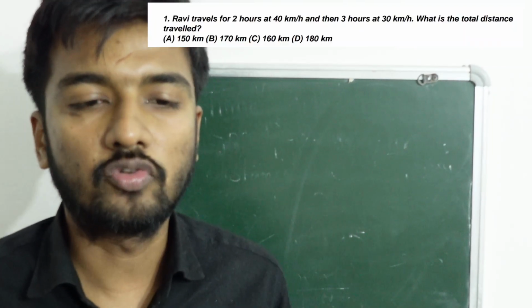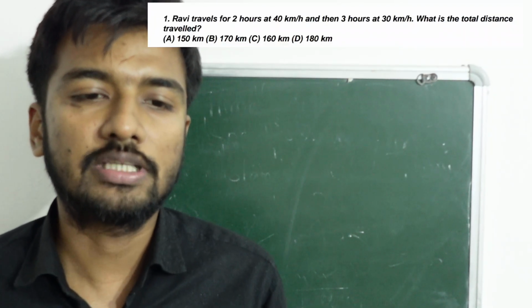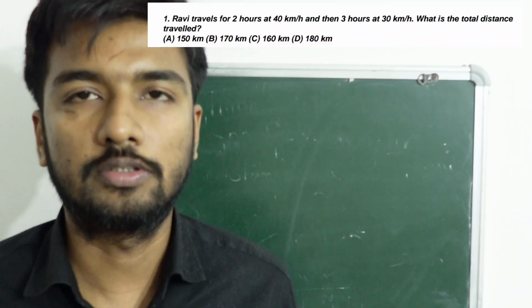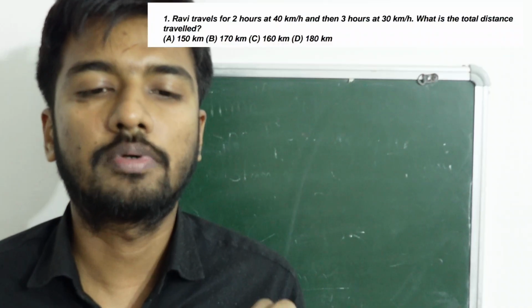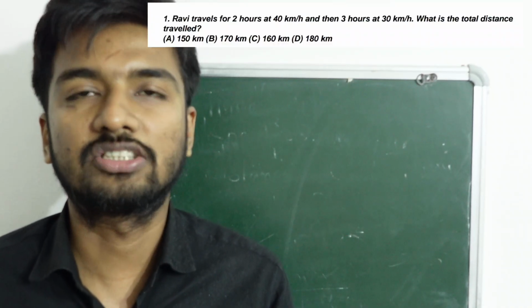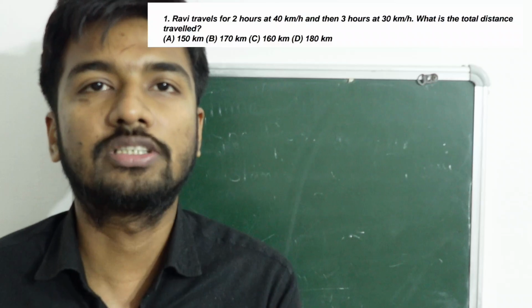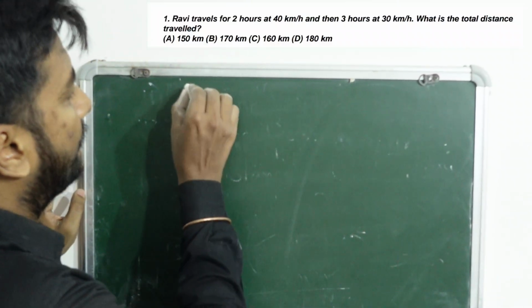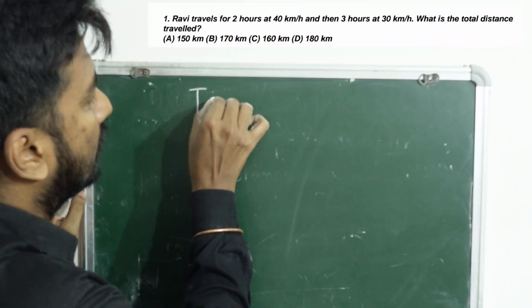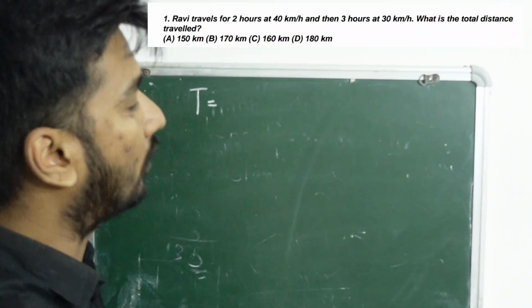Here it is written: Ravi travels for 2 hours at 40 kilometers per hour, then 3 hours at 30 kilometers per hour. What is the total distance traveled? So how to approach this question also? You approach by time. Time is given as 2 hours.